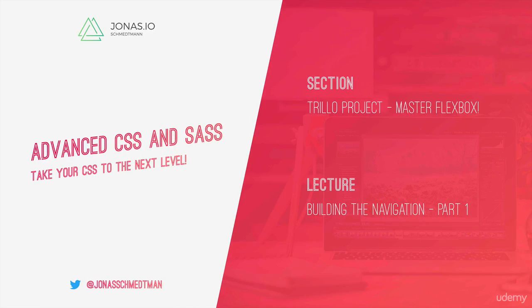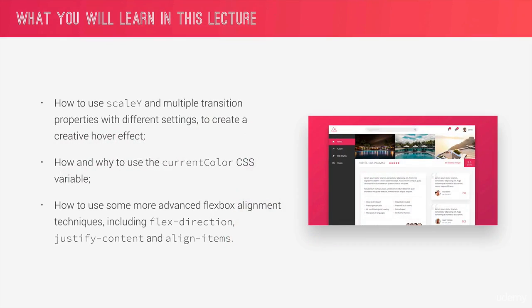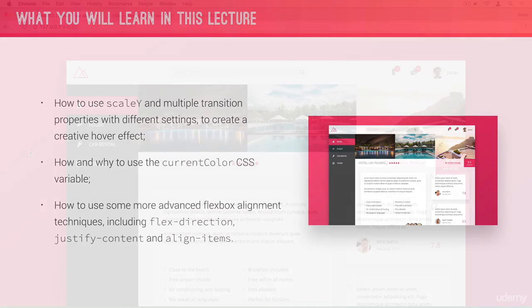Hey there! Let's now build the sidebar and the navigation of our app. And so we will once more build a really cool hover effect that I already showed you before. And for that, I'm going to show you how to use transform with scale Y and how to transition multiple properties with different settings. Plus, you're going to learn how and why to use the current color variable and how to use even more advanced Flexbox alignment techniques. So let's get to work.